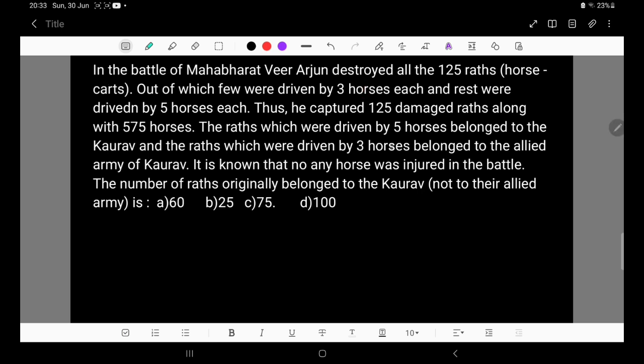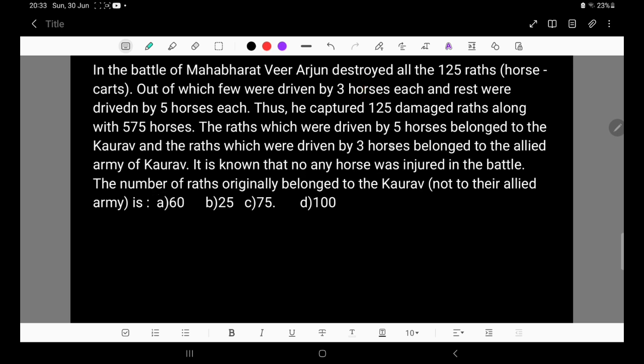In the battle of Mahabharata, Veer Arjun destroyed all the 125 Raths, horse carts, out of which a few were driven by 3 horses each, and the rest were driven by 5 horses each. Thus, he captured 125 damaged Raths along with 575 horses. The ones driven by 5 horses belonged to the Kaurav, and the ones driven by 3 horses belonged to the allied army of Kaurav. It is known that no horse was injured in the battle.